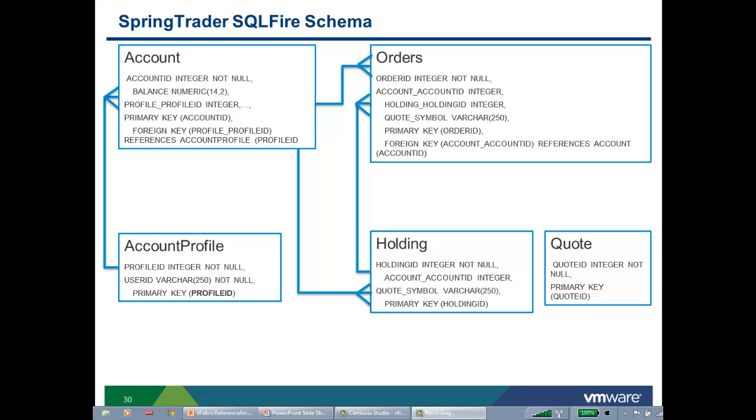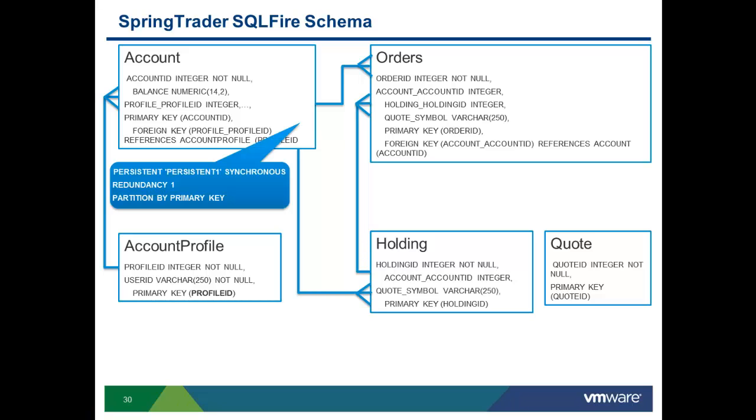Let's take a closer look at the SpringTrader schema. The account table is made persistent, has one redundant copy, and is a partitioned table by the primary key, i.e. the account ID. By partitioned, we essentially mean that if 100 records exist in the account table, now since we have 4 SQLFire members, each SQLFire member will get 25 records.